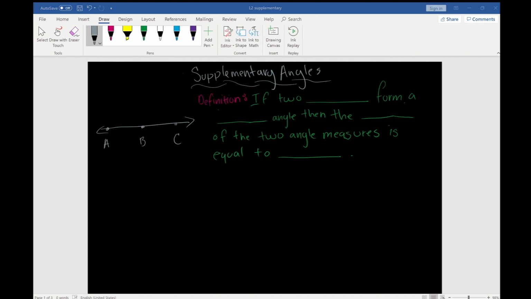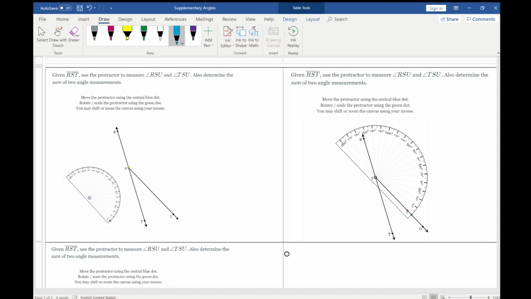So let's see over here. Let's say that we're trying to find the angle measure of RST. RST is the line, and we're trying to find the measure of the angle. In other words, we're trying to find from T all the way to R. There are two ways to do it. One way is to put the protractor over it and measure from T all the way to R, or another way is to do it by segments.